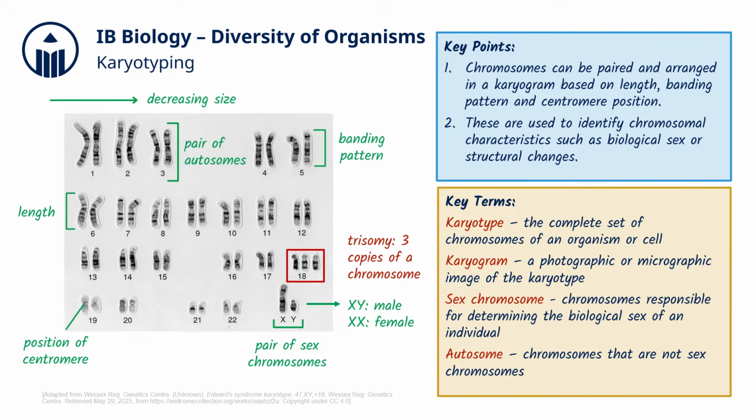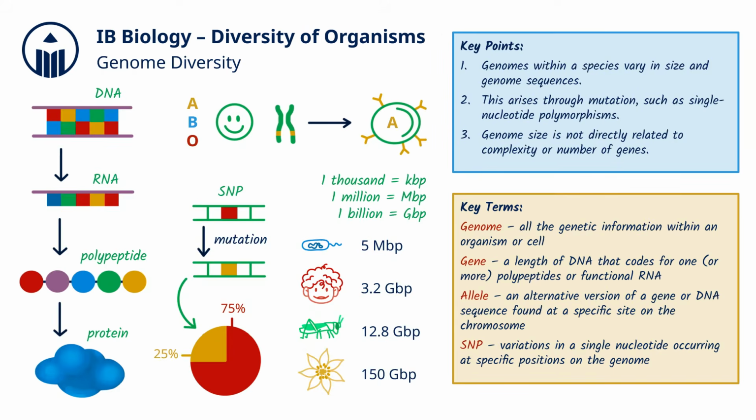These 22 chromosomes are autosomes, which are not sex chromosomes. You can see that at chromosome 18 there are 3 copies of the chromosome, called trisomy. This is an example within a species where individuals can have a different number of chromosomes to each other despite a consistent species chromosome number. In this karyogram, the sex chromosomes are also visible, shown here as X and Y chromosomes, which identifies this individual as a biological male.